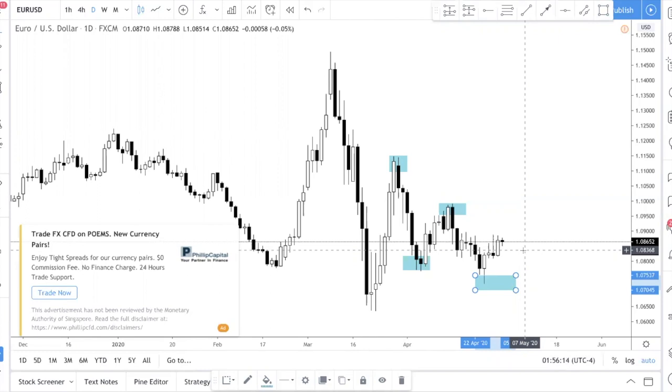So make sure you have the right context. Understand that indicators work. I'm not saying they don't work, but you have to use them correctly.